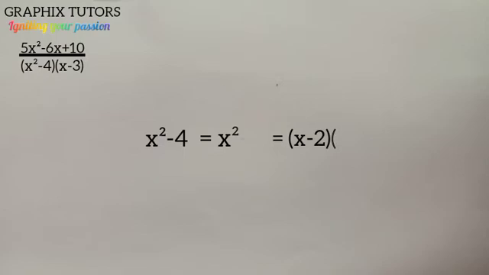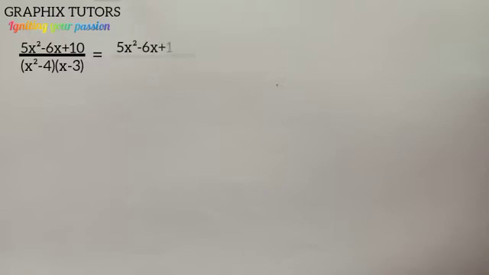Now, if I want to write it in the expression above, it will be given as 5x squared minus 6x plus 10 all divided by, instead of writing x squared minus 4, I'll write x minus 2 in bracket multiplied by x plus 2 in bracket multiplied by x minus 3 in bracket. This is what we have.